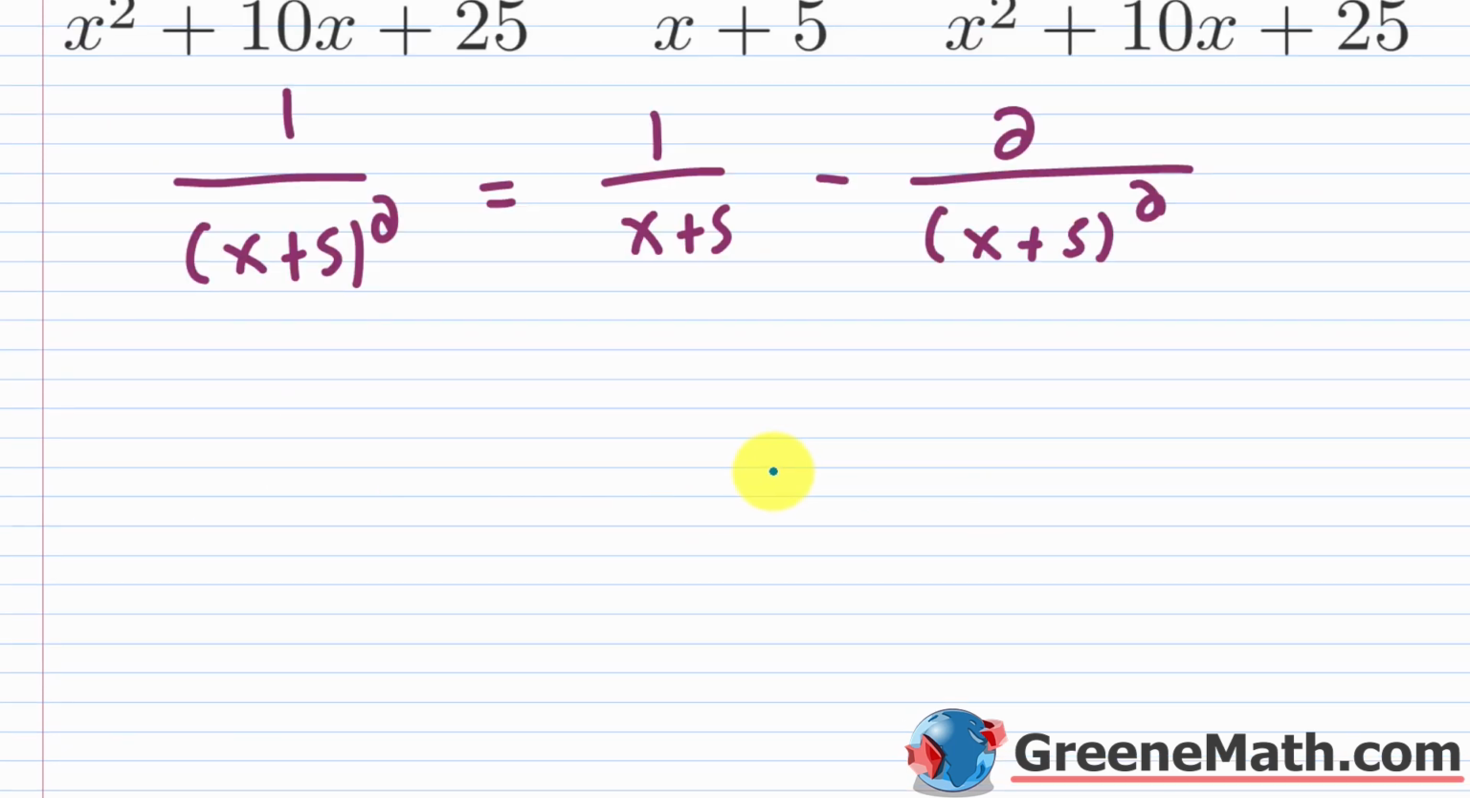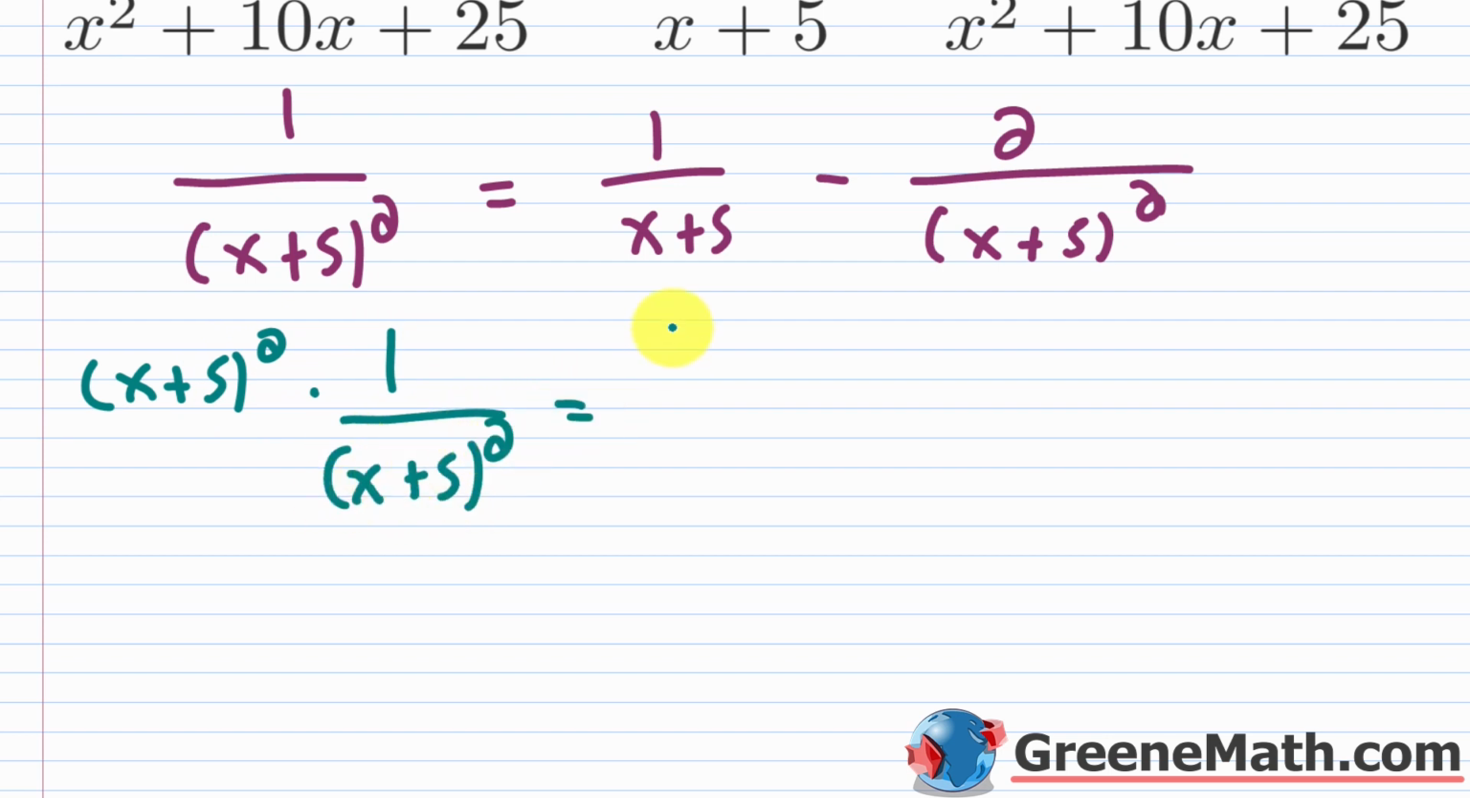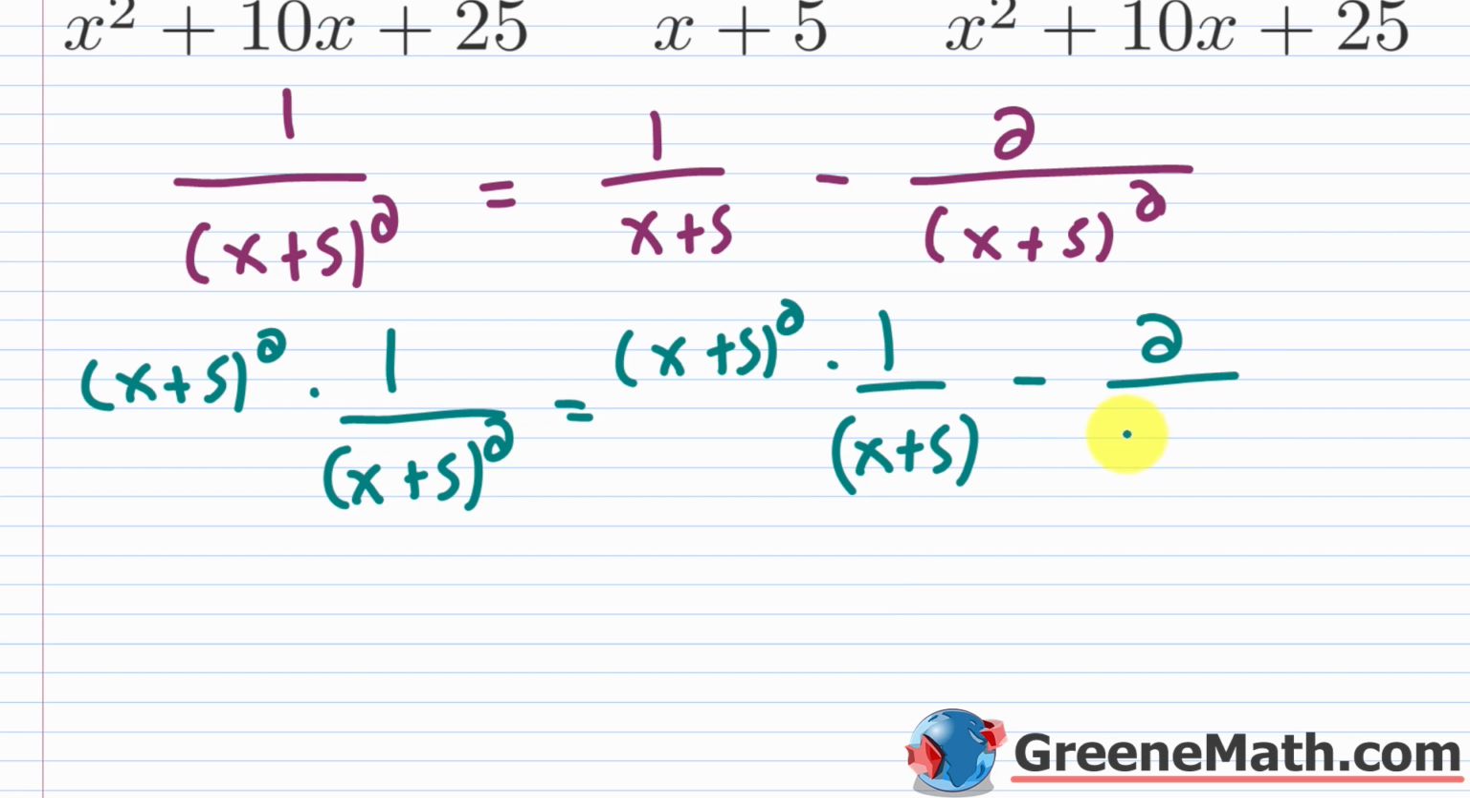So let's write this real small so we can fit it. I'll just say that we have x plus 5 quantity squared multiplied by 1 over this quantity x plus 5 being squared. Then this equals x plus 5 quantity squared times 1 over x plus 5. You could wrap this in parentheses if you want, just for clarity. You don't have to, though. It's up to you. Then minus, you'll have 2 over this x plus 5 quantity squared, and then this is times your x plus 5 quantity squared.